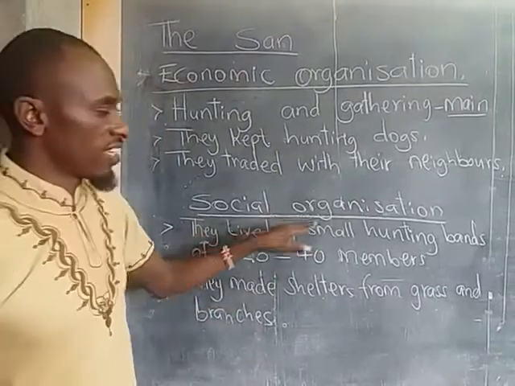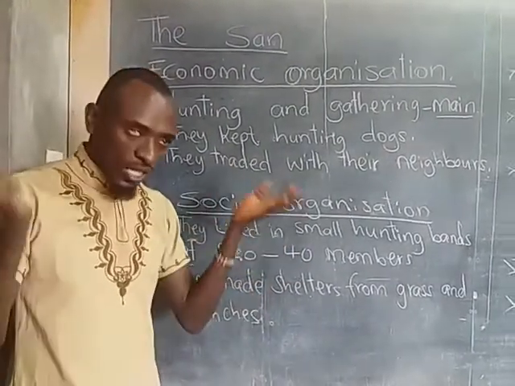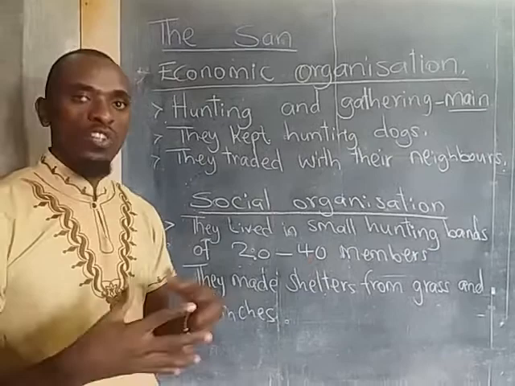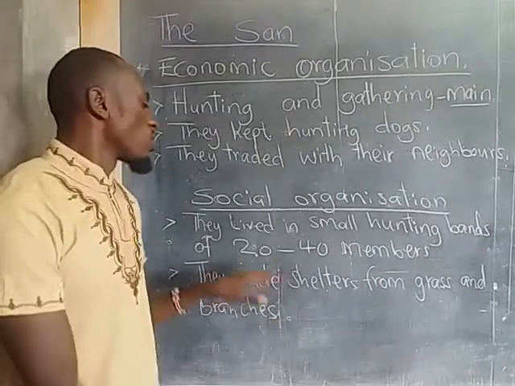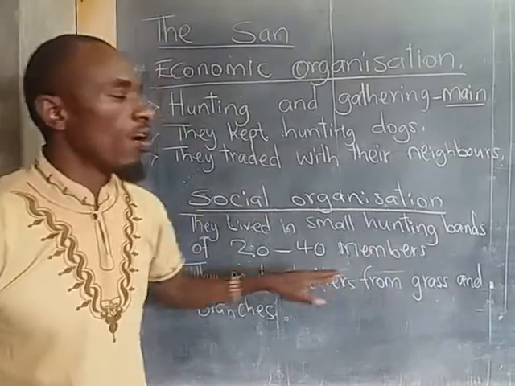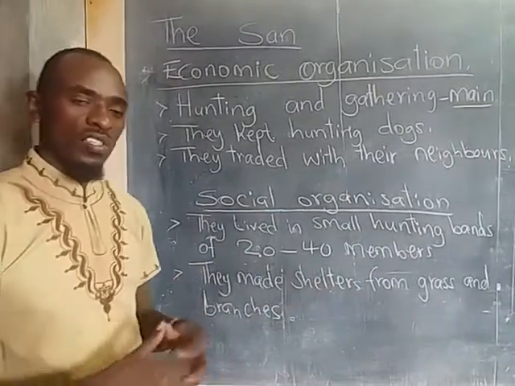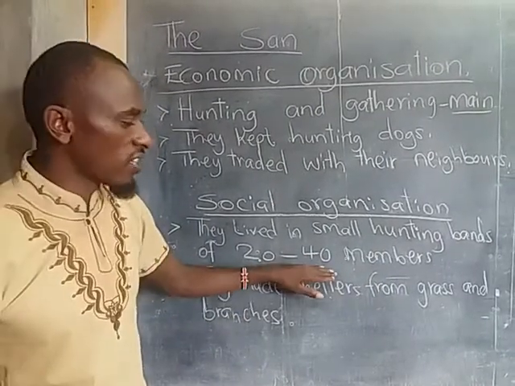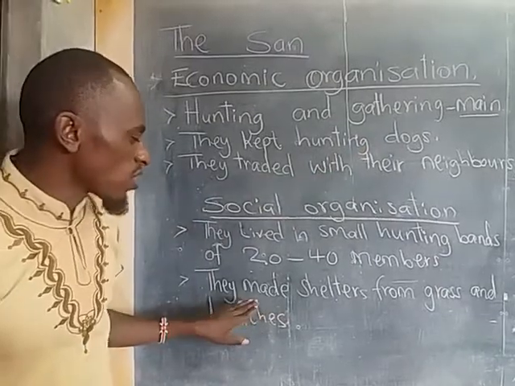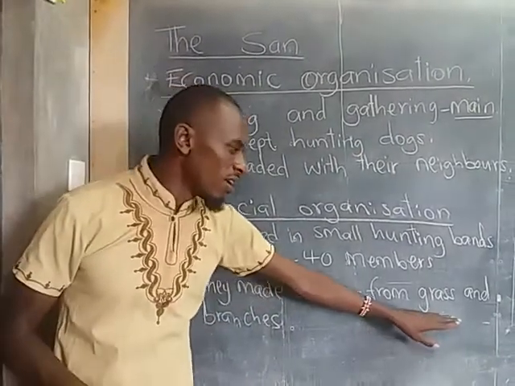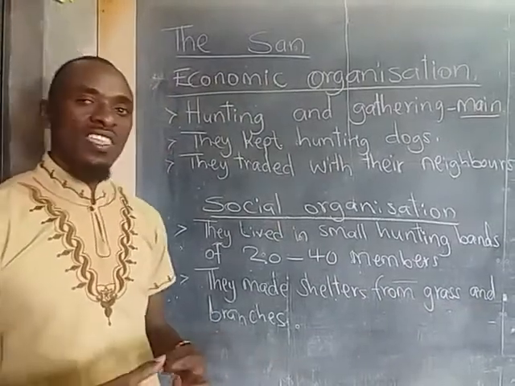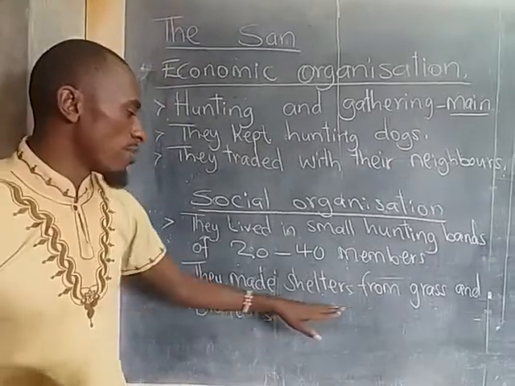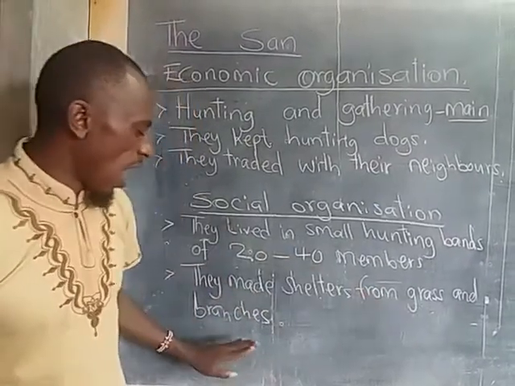So, social organization. When you talk about social organization, what should come to mind is, how did these people live with one another? What did they do during their free time? They lived in small hunting bands of 20 to 40 members. With this, they could go hunting, they could go gathering, and so on. They made shelters from grasses and branches. They made simple dwelling places, so they did not sleep out in the open.